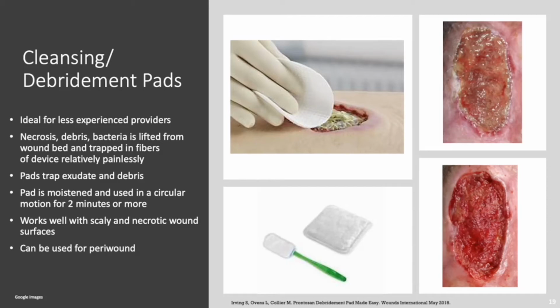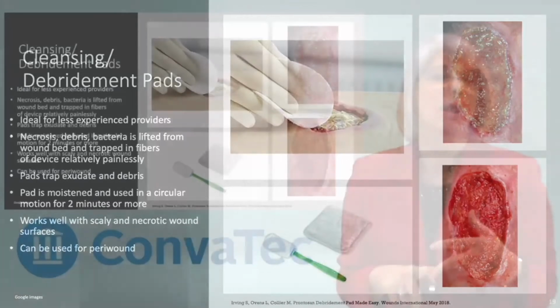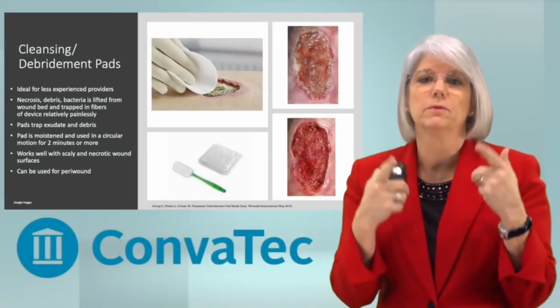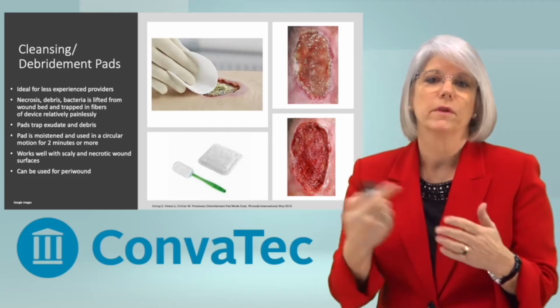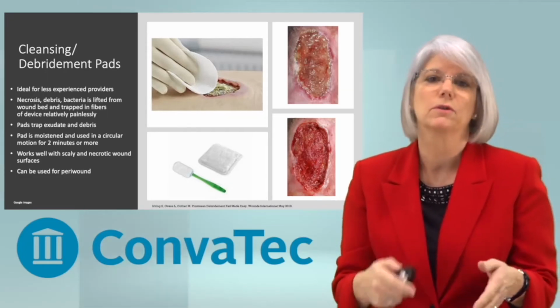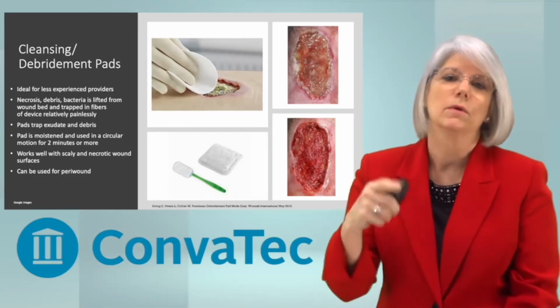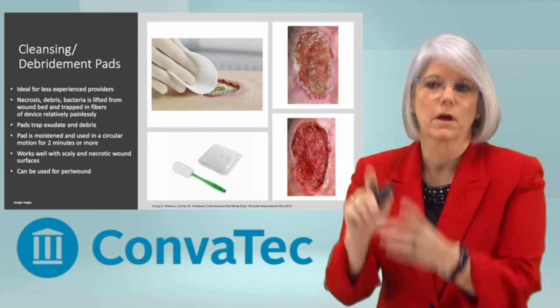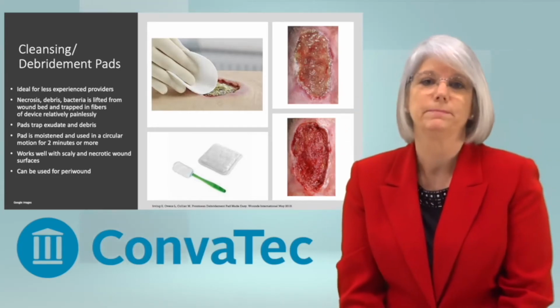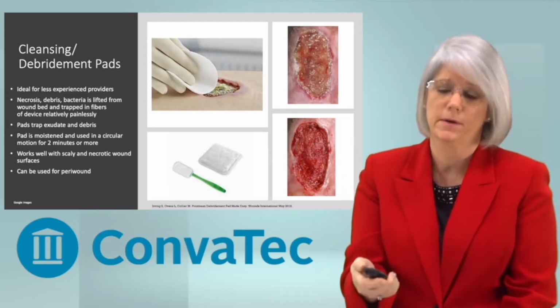There are several types available here in Australia. You use a circular motion for about 2 minutes, because you're trying to remove not only the visible but the non-visible. And remember that biofilm isn't visible to the naked eye, but it is present both on the surface and in the deeper tissue. So when we're doing the cleaning, we're cleaning the wound bed. And in one of the webinars, I talk about refashioning the wound edge and then cleaning the peri-wound.